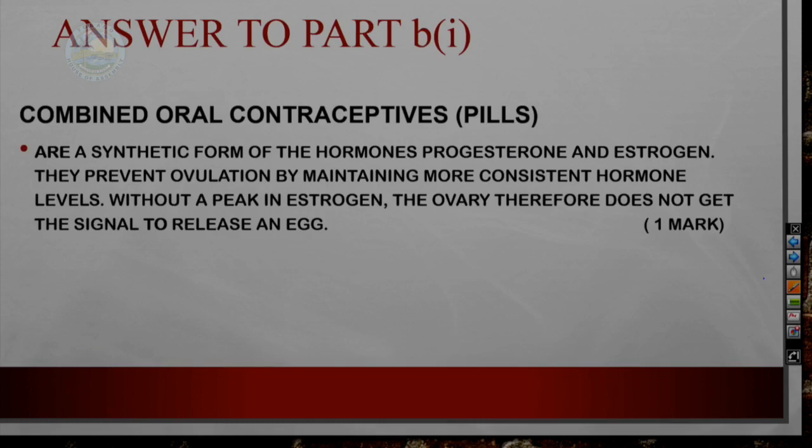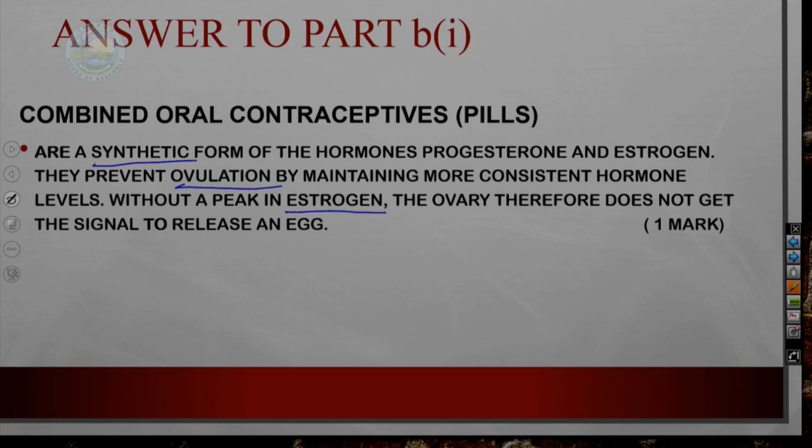To answer the question, we have the combined oral contraceptive pill, which is a synthetic form of the hormones progesterone and estrogen. So we say it's a synthetic form. It's a man-made form. And they prevent ovulation by maintaining more consistent hormone levels without a peak in estrogen.